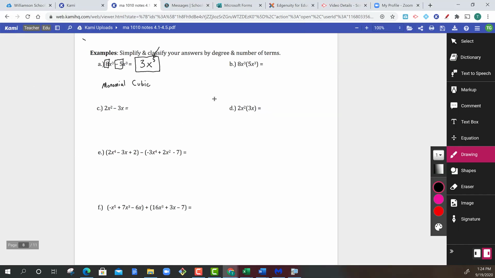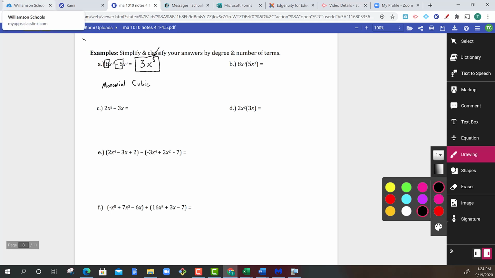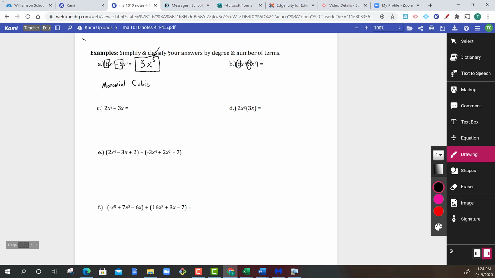All right, part B, this time we are multiplying. You don't have to have the same variable and exponent when you multiply, but we do here. So we're going to multiply this just like we've always multiplied numbers and variables. So you multiply the two coefficients. 8 times 5 is 40. And then when you multiply variables, think back to section 4.1, you add the exponents. So x to the third times x to the third, we're adding those two exponents to get an answer of 40x to the 6th power.